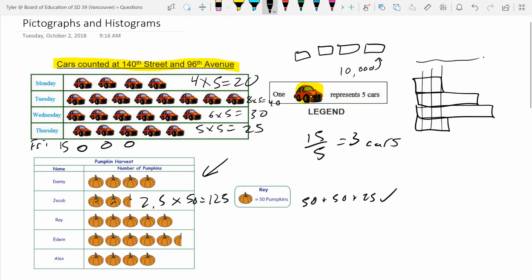And as we can see, looking at this really easy, it's Edwin who has the most, Jacob has the least, Danny and Alex are tied, second most. That's the idea. You need to be able to see who has the most, who has the least, and start to ask questions why.